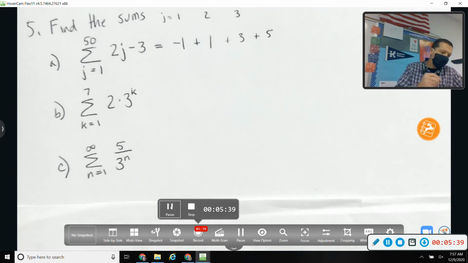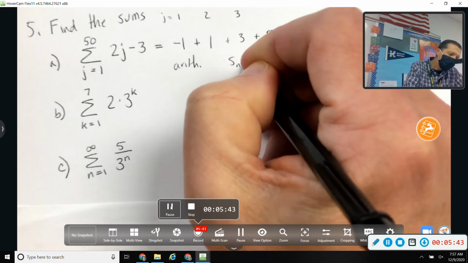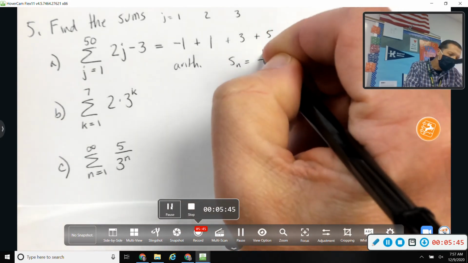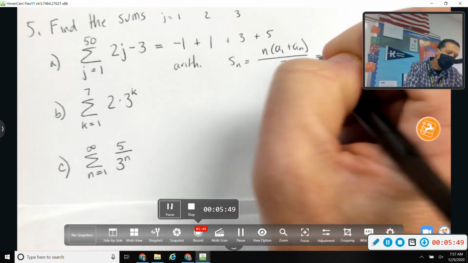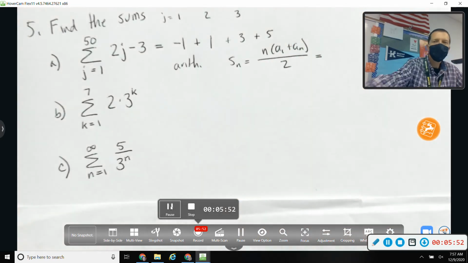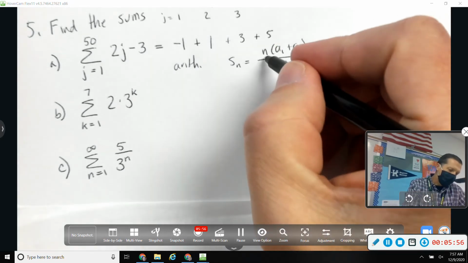So it's arithmetic, which means n times a1 plus an all over 2 for the formula. So obviously you got to pick the right formula. N is how many terms there are.